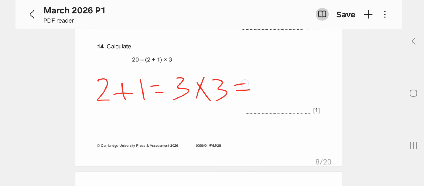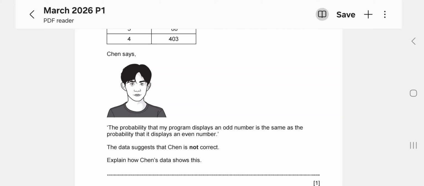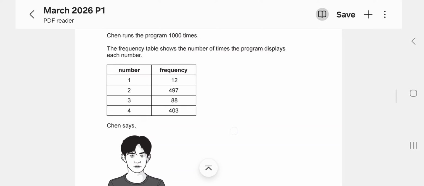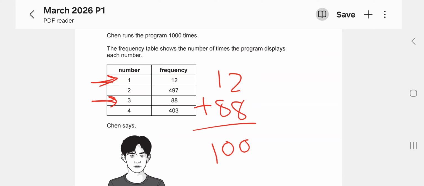We have here numbers. A chain runs 1000 times. Here are the numbers you got on the screen, 1, 2, 3, 4, and the frequency 12, 497, 88, 403. So the claim that the probability of getting an odd number is the same as the probability of an even number is for sure not correct. Where are the odd numbers? Here, number 1, number 3. How many times did he get 1? 12. How many times did he get 3? 88. Adding these will be 100.